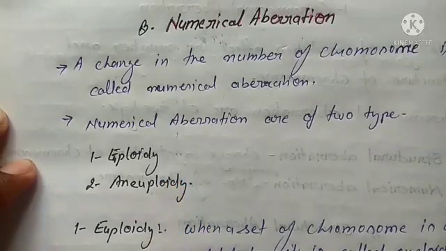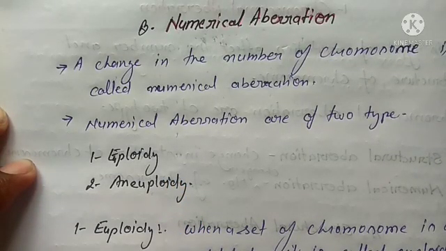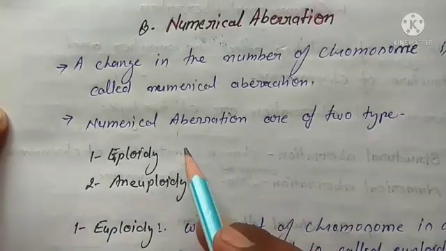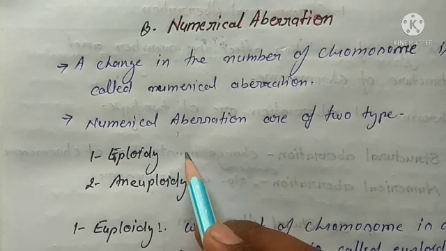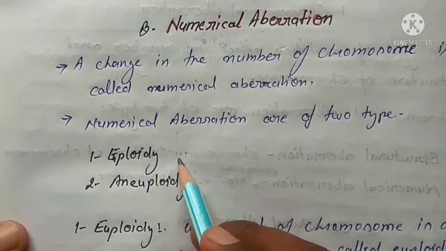Chromosomes in a cell are always present in a set, in a pair. So if chromosomes are added or deleted in the diploid set, meaning 2 or 4 or 6, that type of numerical aberration is called euploidy.